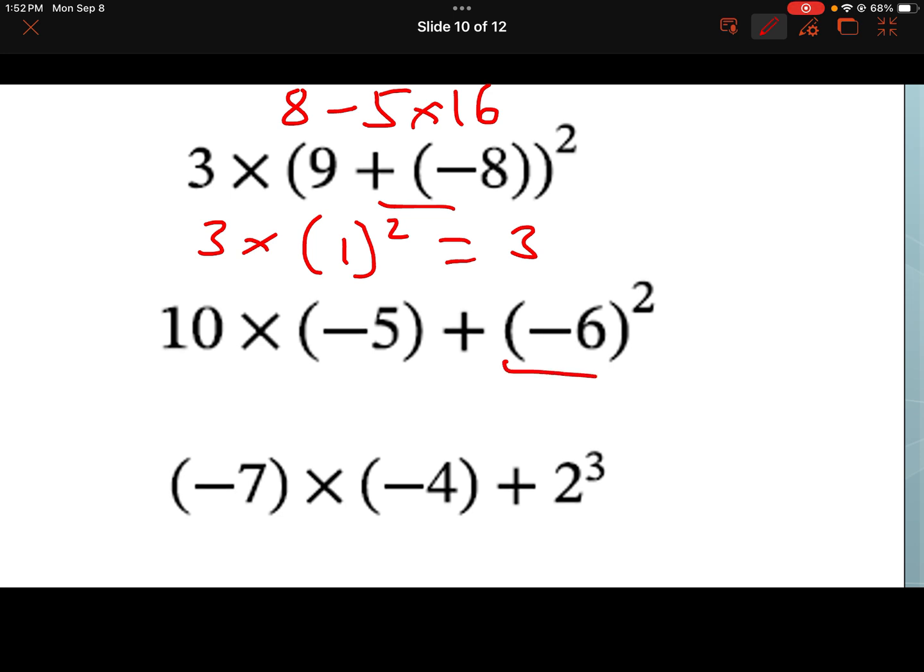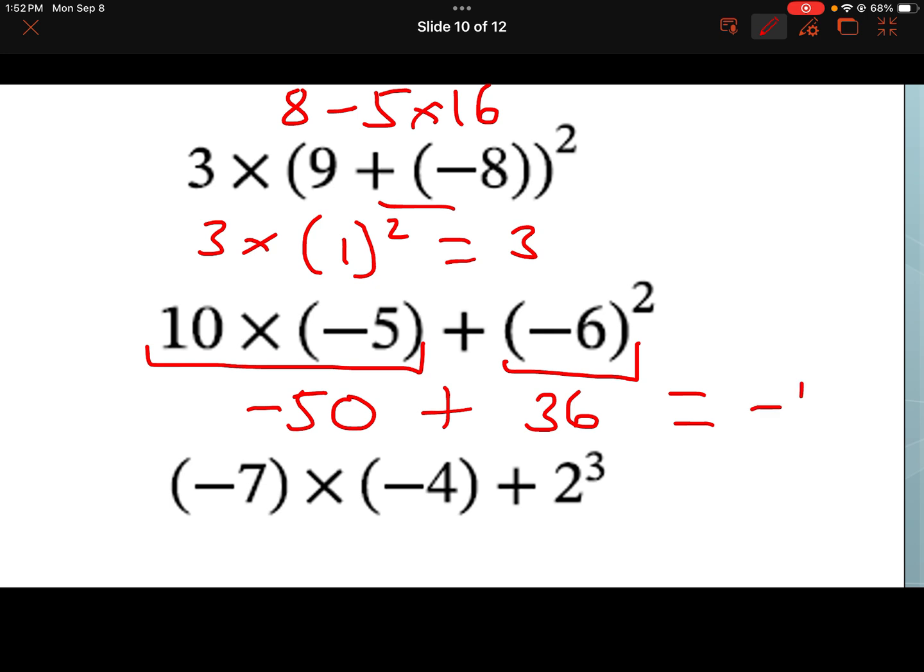Here we have -6 all squared, that's positive 36. We have 10 times -5 here, so that's -50. So we have -50 plus 36, which is -14.